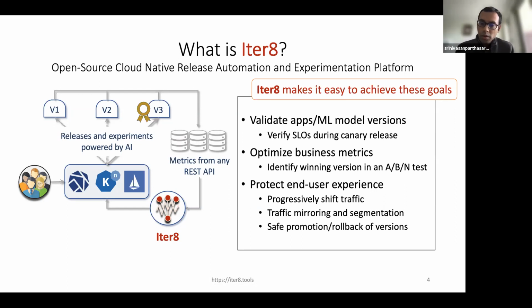And maybe we want to bring in other safety mechanisms like traffic shaping, traffic mirroring, and segmentation to limit exposure of versions to users before they are fully rolled out. And we also want to safely promote and roll back versions if necessary. This is the point of Iterate. Iterate gives you a number of features that make it possible to achieve these goals automatically as part of your releases.